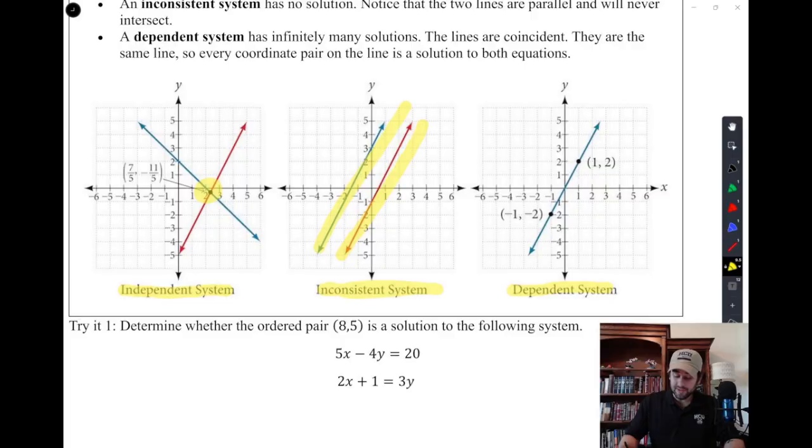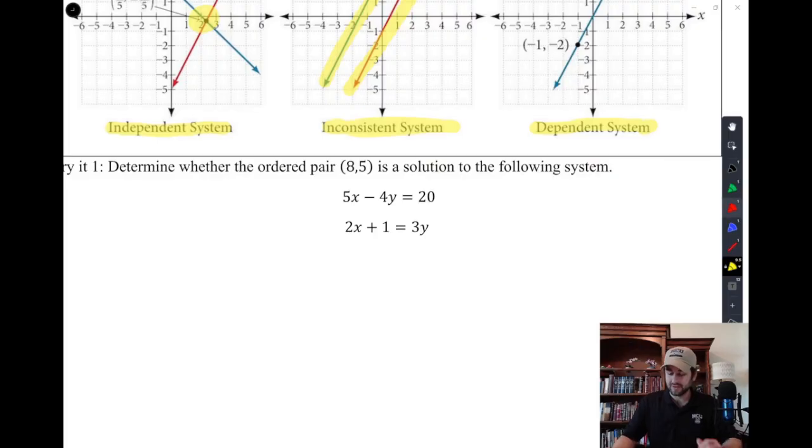Or they can be dependent or coincident lines, which kind of means that they are the exact same line, even if they look a little bit different in their formula format or in their equation format. They may look different, but it's 2 lines that are exactly the same line and on top of each other.